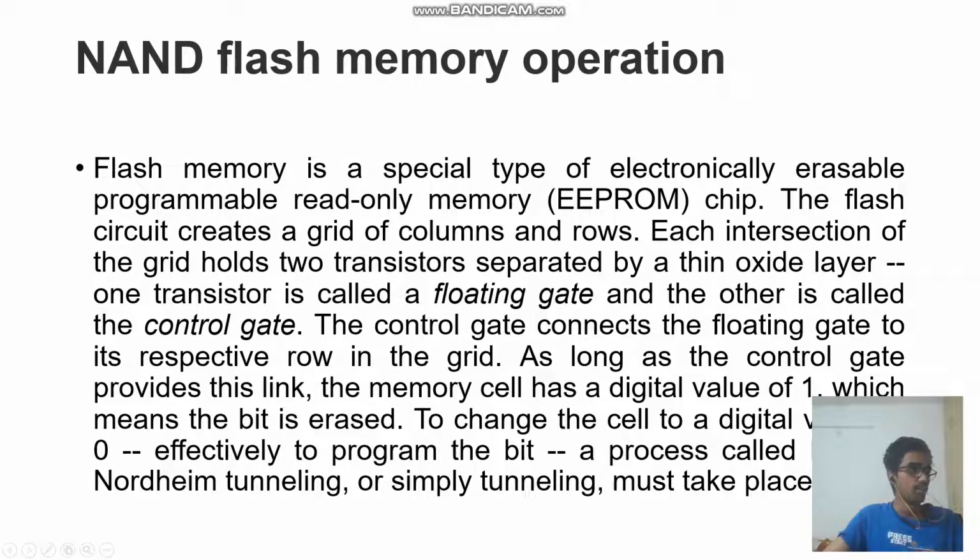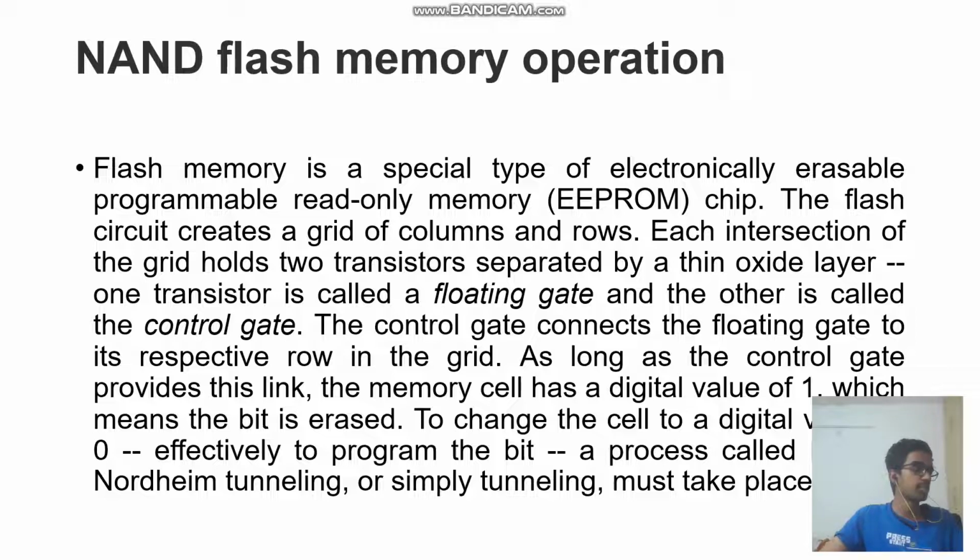NAND flash memory operation. Flash memory is a special type of electronically erasable programmable read-only memory (EEPROM) chip. The flash circuit creates a grid of columns and rows. Each intersection of the grid holds two transistors separated by a thin oxide layer. One transistor is called a floating gate and the other is called the control gate. The control gate connects the floating gate to its respective row in the grid.